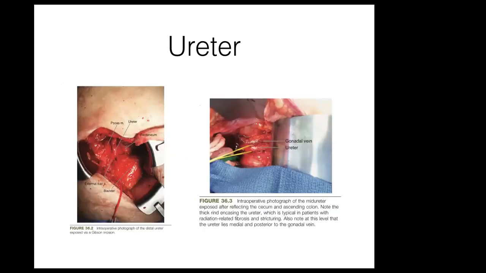Okay, so these are intraoperative pictures of during ureter identification. So as you can see on the picture on the left, this was done with a Gibson incision, and on the right, the ureter is exposed after reflecting the cecum and ascending colon with a thick rind encasing the ureter, which is typical in patients with radiation-related fibrosis and stricturing.